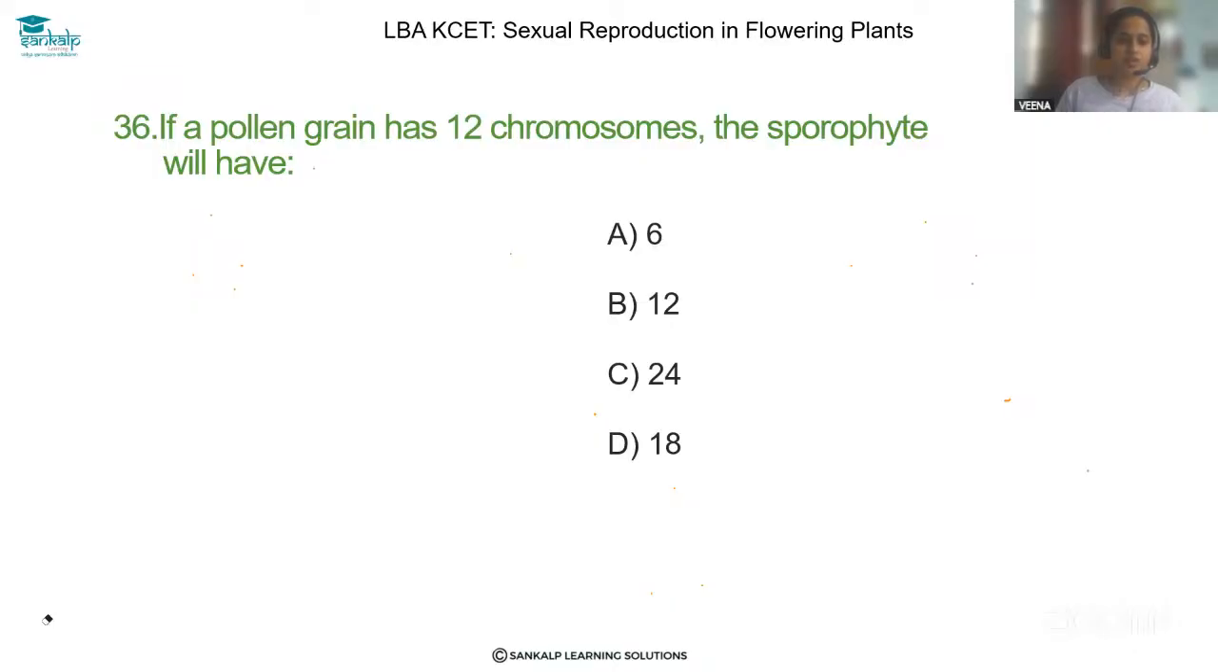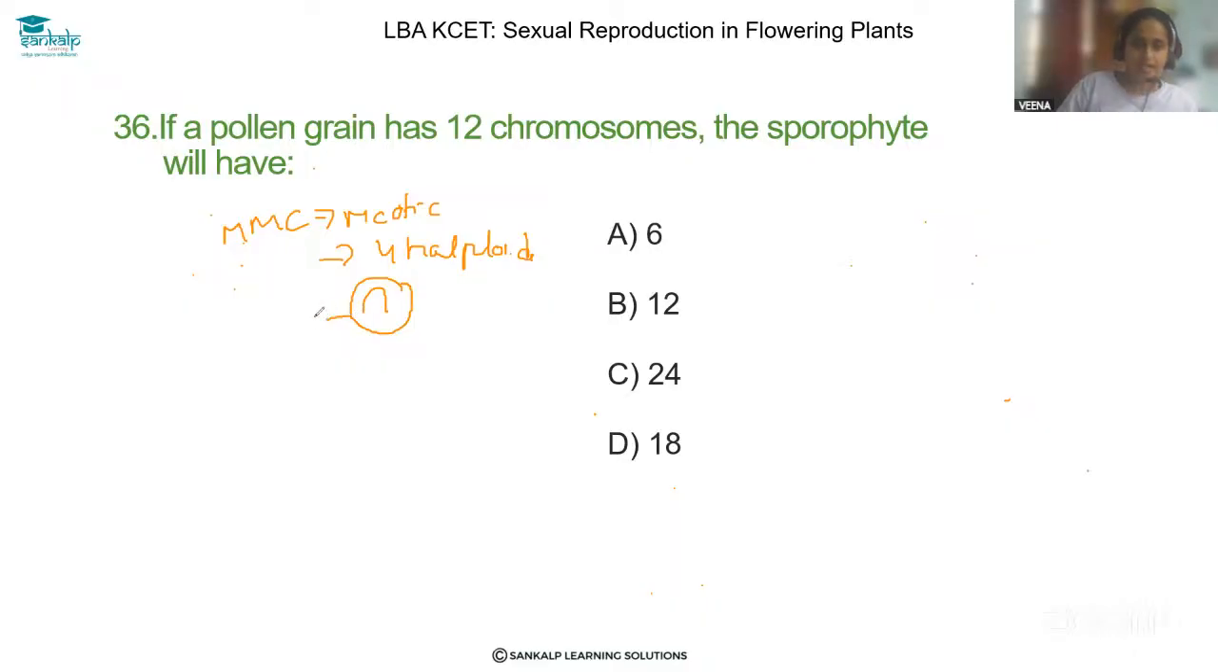Let's solve question 36. If pollen grain has 12 chromosomes, the sporophyte will have. As you know, the microspore mother cell will undergo meiotic division to form 4 haploid spores, right? Haploid means what? They are n.